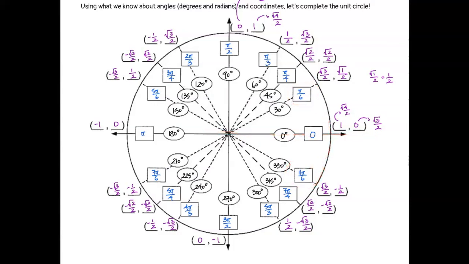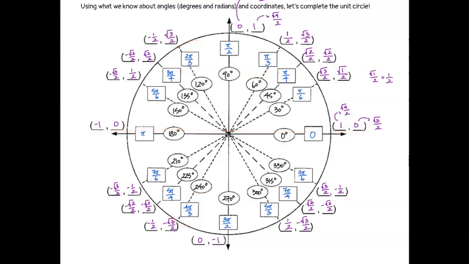Okay. So if I told you to find negative 2 pi over 3, where should I go first if I'm following that logic? To the positive 2 pi over 3. Great. Okay. Now what do I do? Flip it over the x. Great. And which angle do I land at? 4 pi over 3. Great. So 4 pi over 3 is another name for negative 2 pi over 3.